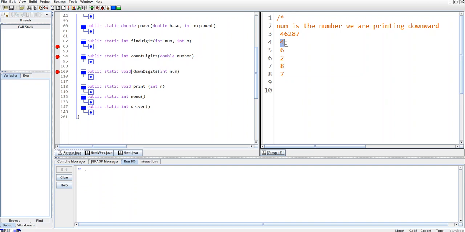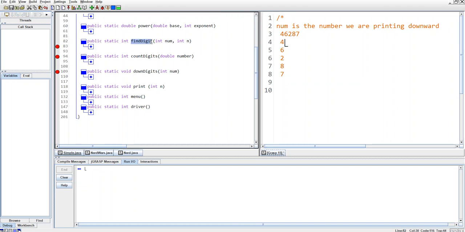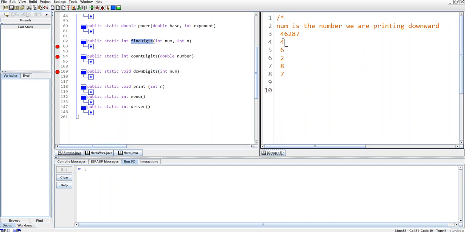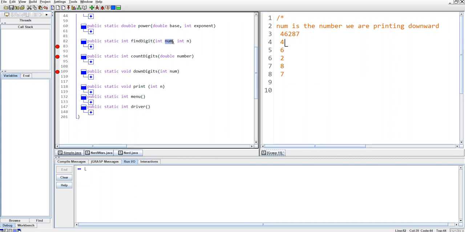So if I want to do this, like, let's think about this. I want to print the 4. Well, printing the 4, don't I have a method for looking at a number and then printing a specific value, a specific digit within that number? And you do. It's called find digit, right? So if I want to find digit, I need to know the number. I need to know what number I'm checking, which I already know. It's the same number as what I'm printing down. But it says here, I need this other piece of information, where to look, where to start. And that's where count digits comes in, because count digits is going to provide you with where to start, right?